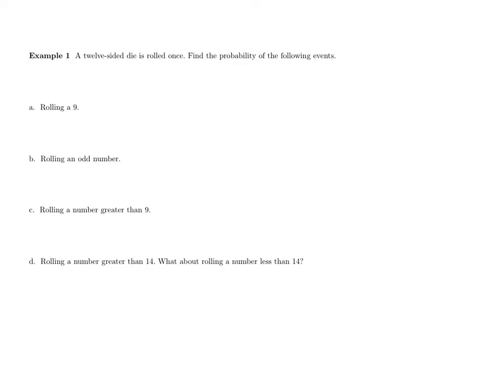I think a good starting point would be to define what the sample space is if you are rolling a 12-sided die once. And you guessed it, you can roll a 1, a 2, a 3, a 4, a 5, a 6, 7, 8, 9, 10, 11, and also a 12. And that's it. Those are the only outcomes when rolling a 12-sided die.